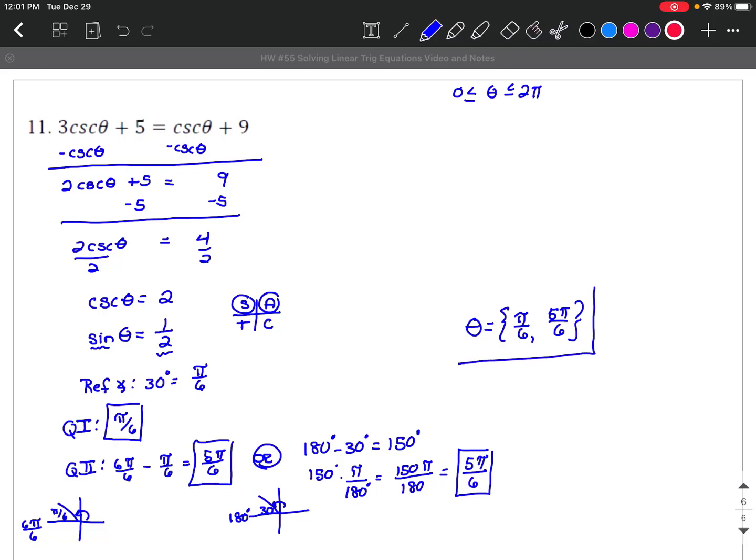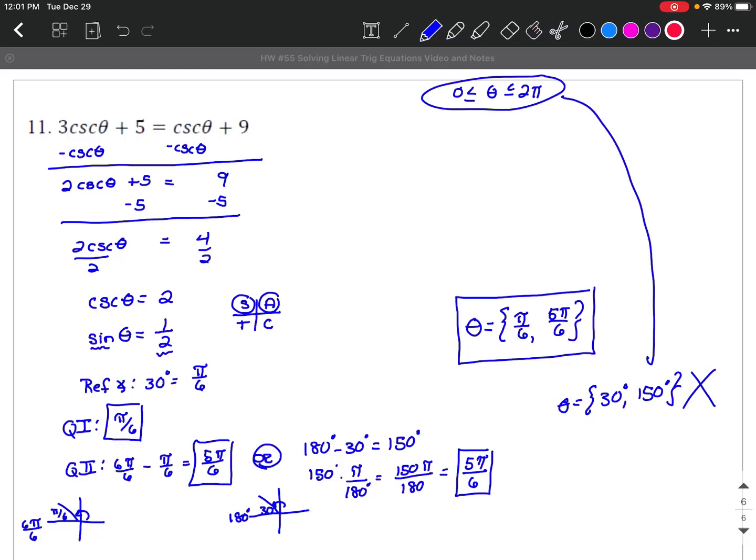Please do not tell me that the answer is 30 degrees and 150 degrees. This is not correct because we were told that's our domain. So you need to watch your domain, watch all your steps, and we will practice this more.